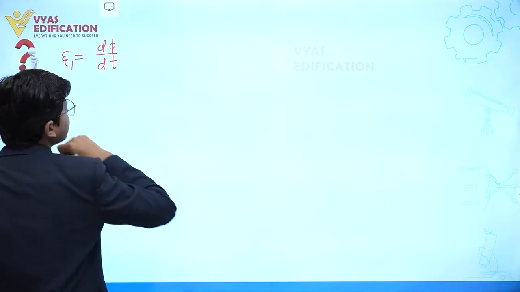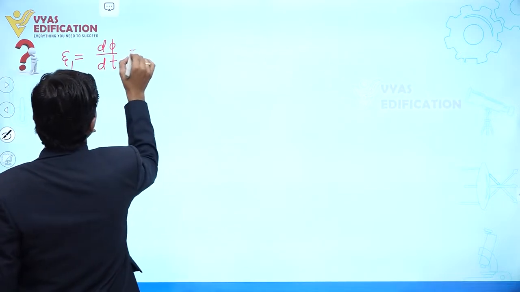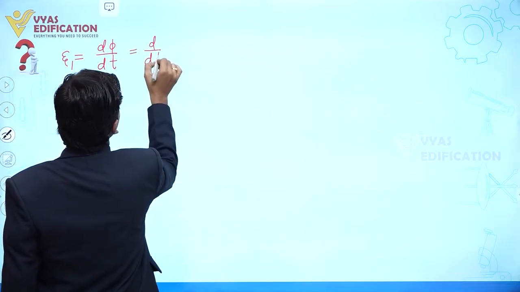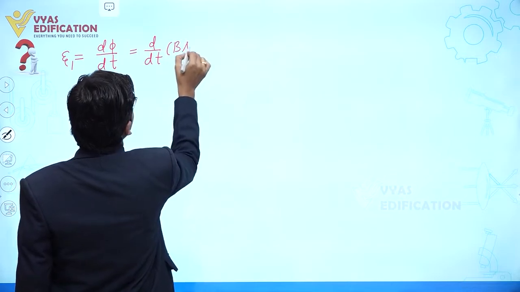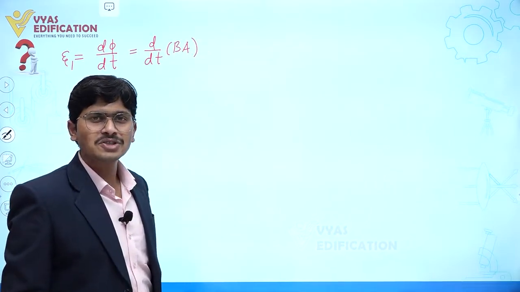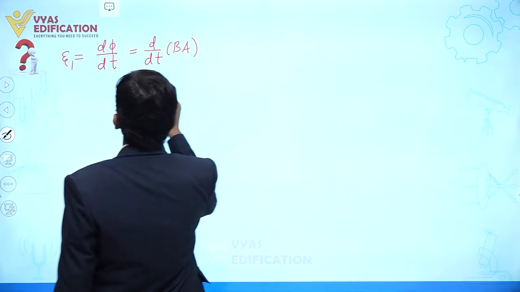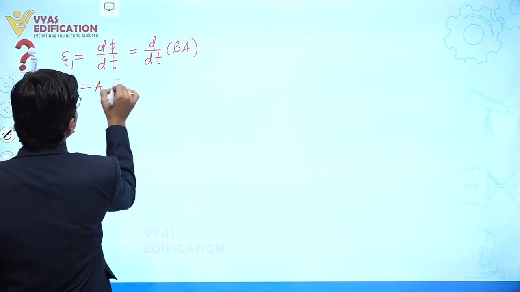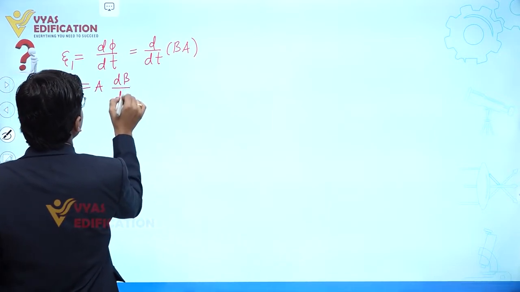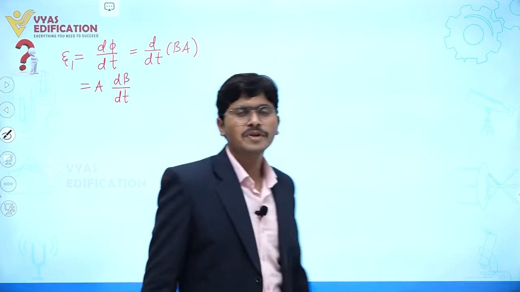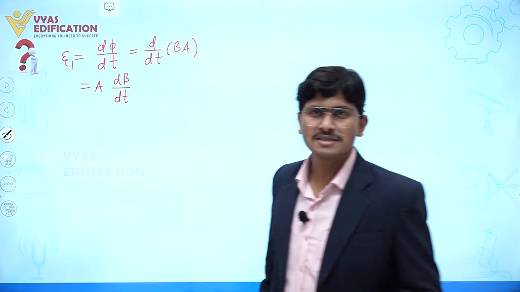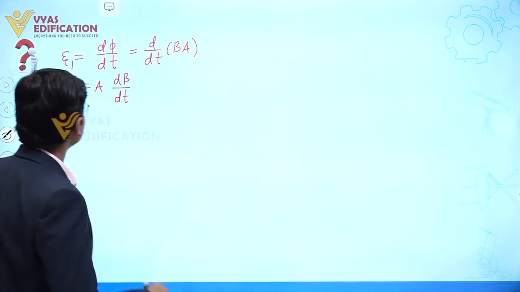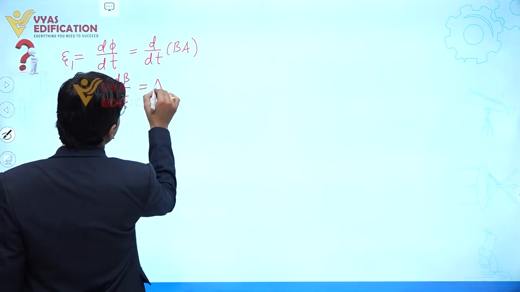We are just finding the magnitude here. So d phi by dt means d by dt multiplied with B dot A. Now you know the cross section area is the same. So I can say this is equal to A dB by dt. Actually here we are finding induced EMF with respect to space. So with respect to space we can also write it like this.